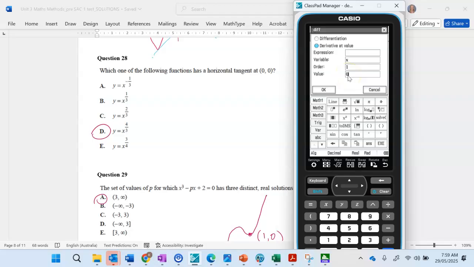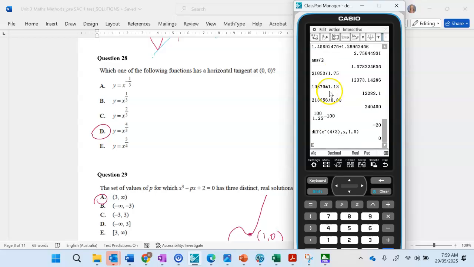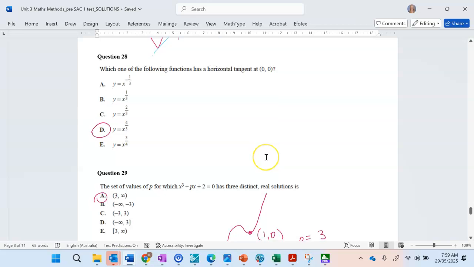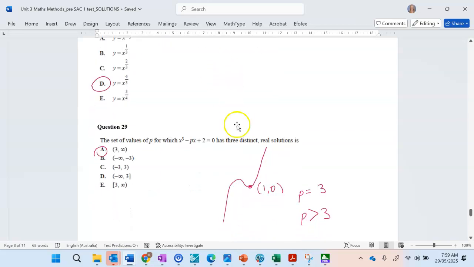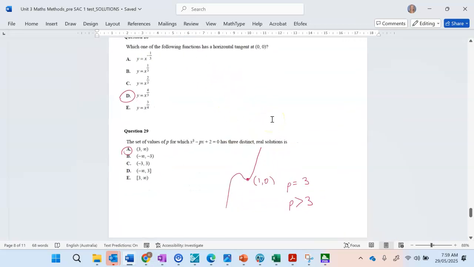So if I put the correct answer in, x to the power, just put it in brackets, 4/3, and you can see you get 0. So if we did anything else, I'll just show you with 1/3, undefined, right? Because it's not a stationary point. If it was a stationary point, it's also a horizontal tangent. Ooh! All right, 2 to go.